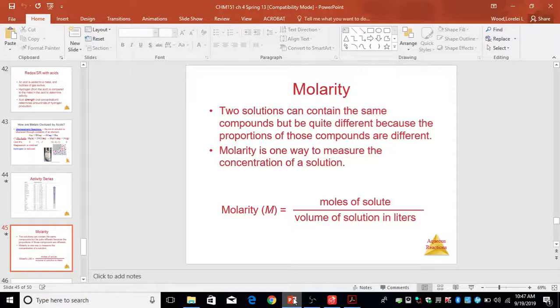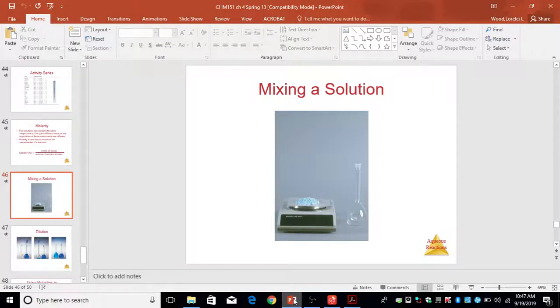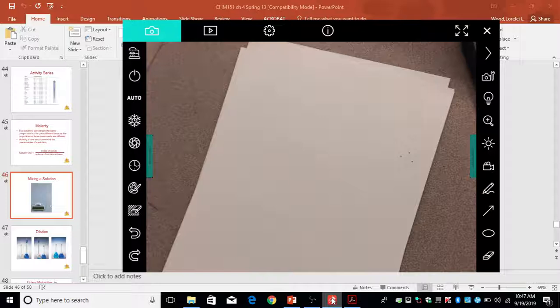We already defined molarity as moles of solute divided by liters of solution. And now we need to talk about when we're mixing up a solution, how that might actually translate and the numbers that you would need to calculate. All right, so let's go through and do some examples with this idea of molarity.